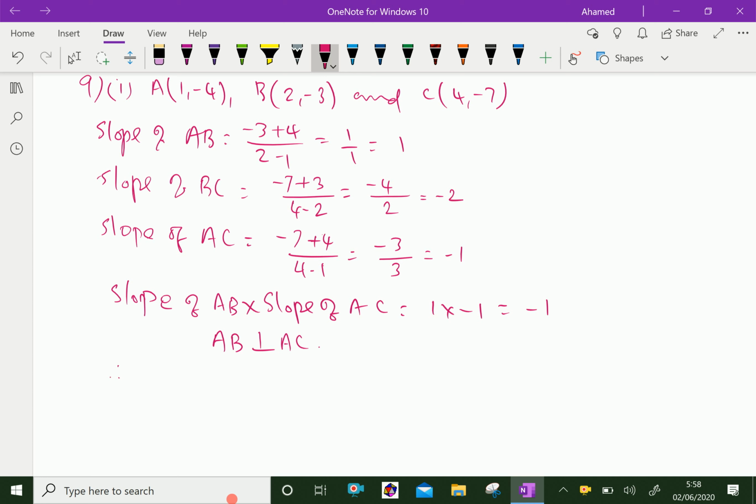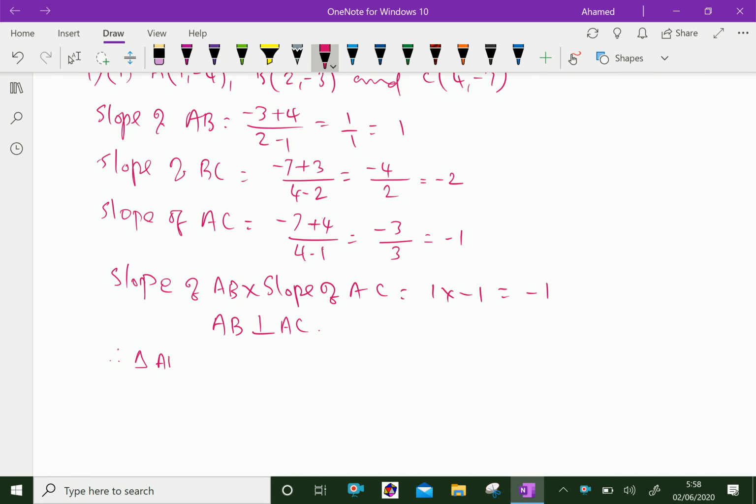Therefore triangle ABC is a right triangle. That means AB and AC form a right angle at A here.